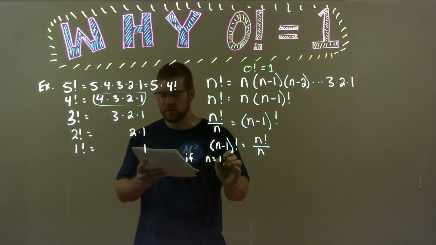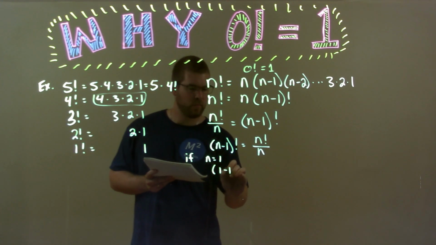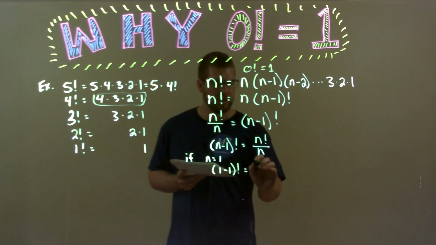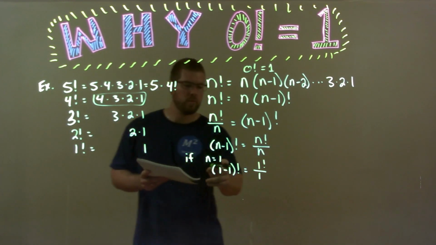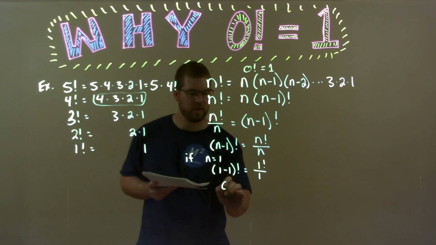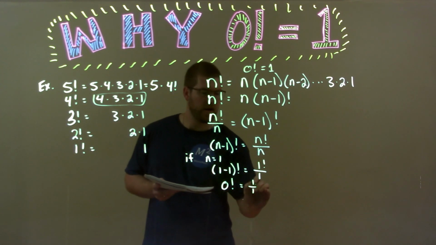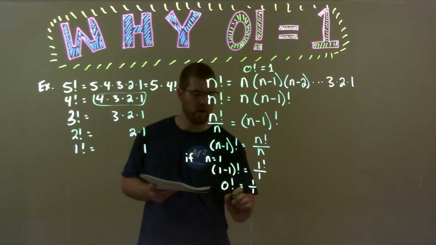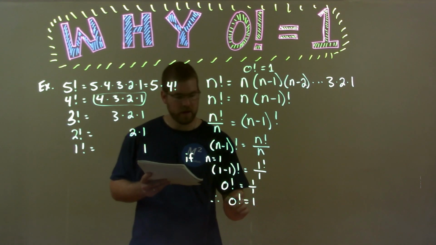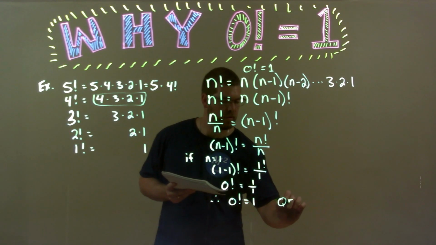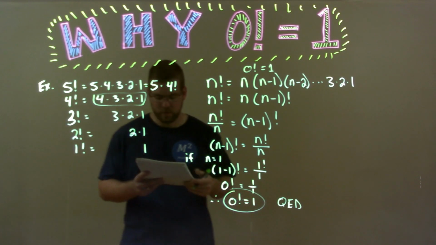So if n equals 1, then 1 replacing n, n minus 1 factorial should equal 1 factorial over 1. Well, 1 minus 1 is 0, so we have 0 factorial equals, well, 1 factorial we knew to be 1, divided by 1, and 1 divided by 1 is 1. Therefore 0 factorial is equal to just 1, and there we have our answer, our proof, if you will.